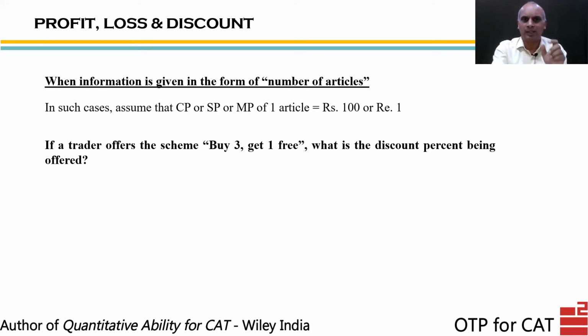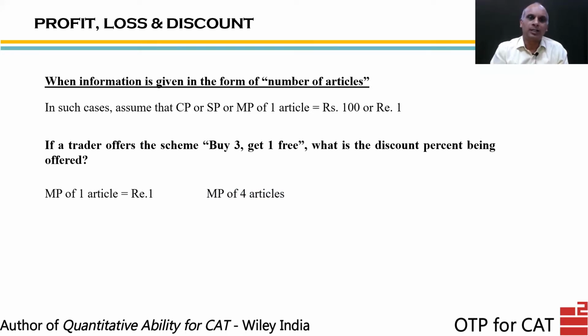So in this, I'm given the data in the form of number of articles. Let's convert that to rupees. So let us say, assume that the mark price of 1 article is 1 rupee. I have labeled the goods at 1 rupee per piece. And instead of saying that I'm giving you 20% discount or 40% discount, I am saying buy 3, get 1 free, and that tantamount to discount itself. So mark price of 1 article is 1 rupee.